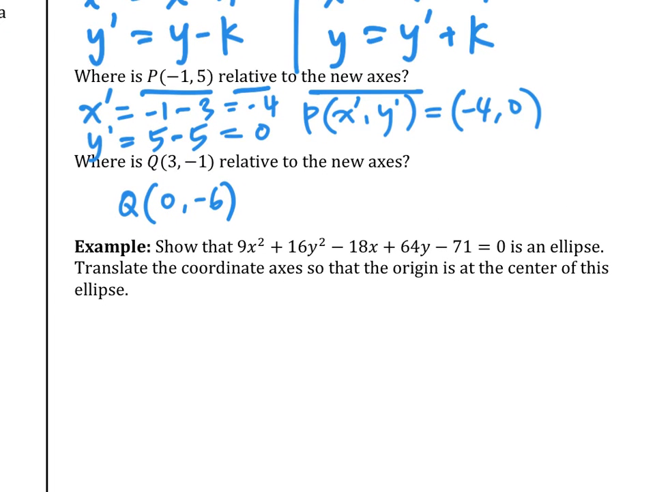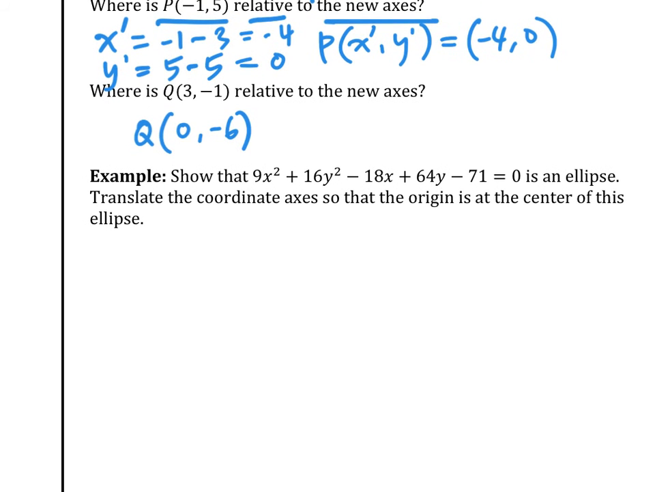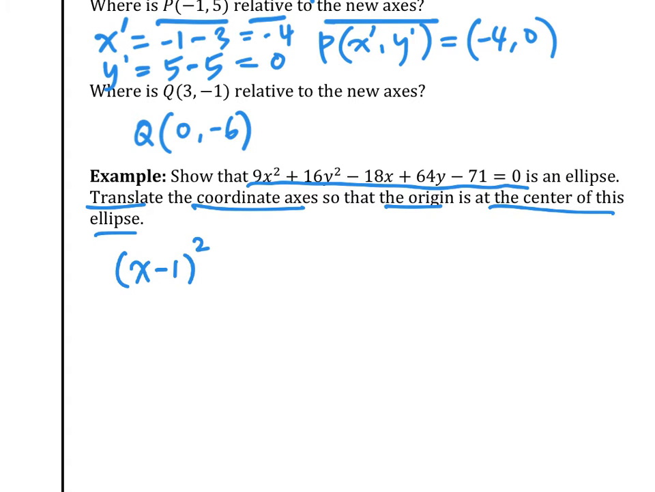All right, now let's go ahead and apply this to a shape. This is actually really, really simple, and you'll see why. This question we already did before, from the first page of this section. So we know that this is an ellipse. It says we are going to translate the coordinate axis so the origin is at the center of the ellipse. Let's copy the standard form from the first page: (x - 1)^2/16 + (y + 2)^2/9 = 1.